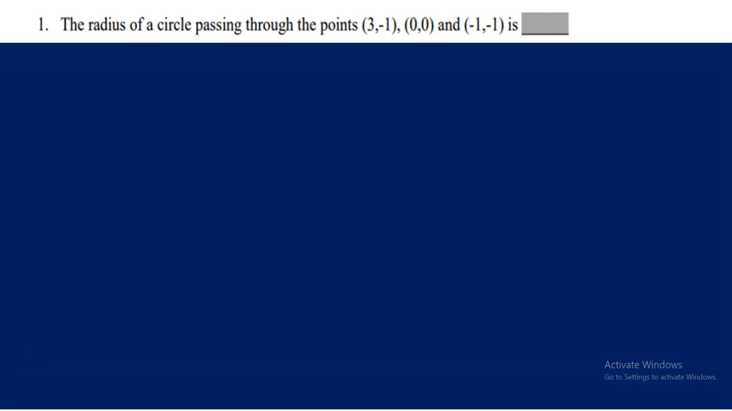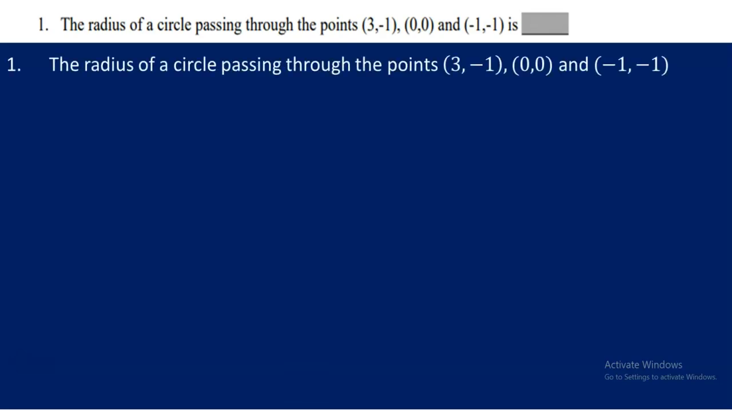So how can we determine that? We have to recall the standard equation of a circle. Using that we can determine the radius. Let's see how I'm going to do it. The radius of a circle passing through the points (3, -1), (0, 0), and (-1, -1). These 3 points are given to you.